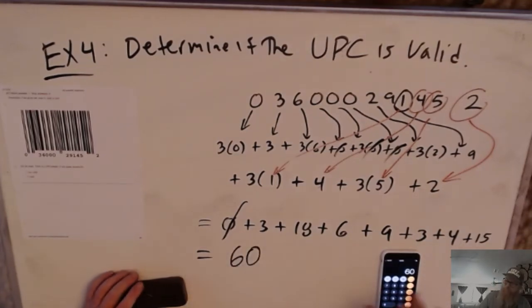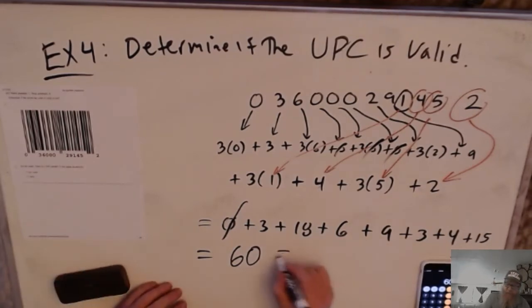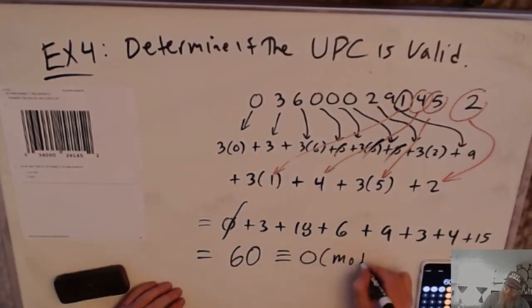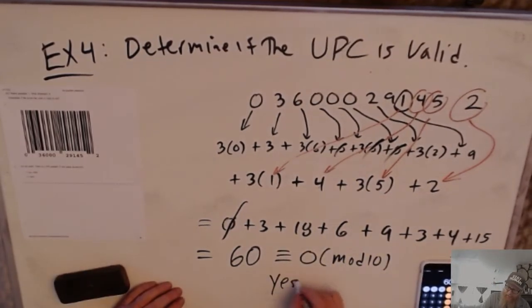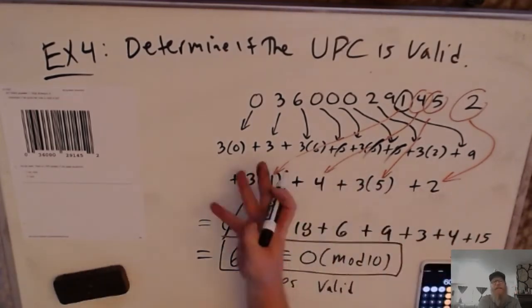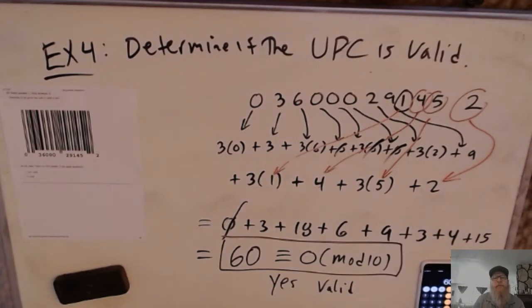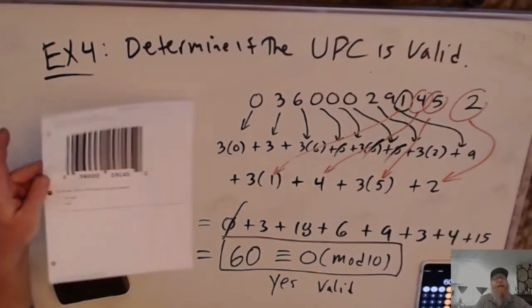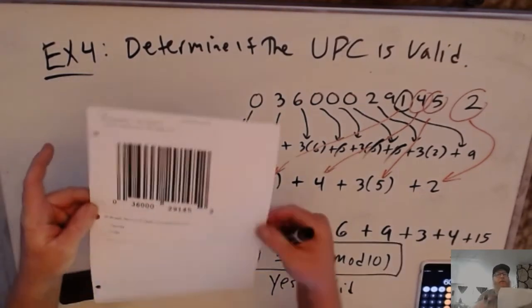60. Yep. Is 60 congruent to 0 mod 10? Yes. 60 is congruent to 0 mod 10. 60 is a multiple of 10. So this is a valid UPC code. It means that this came from an actual product in the store.